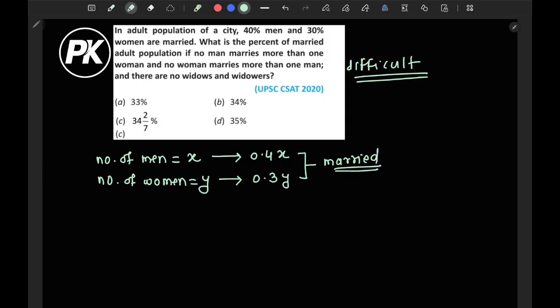And again one interesting piece of information is given: no man marries more than one woman, no woman marries more than one man, and there are no widows and widowers. That means the number of married men is equal to the number of married women. That makes sense. So that means what is given now?